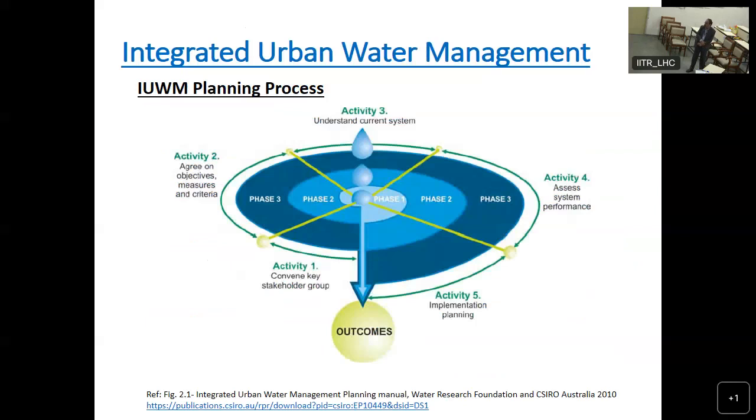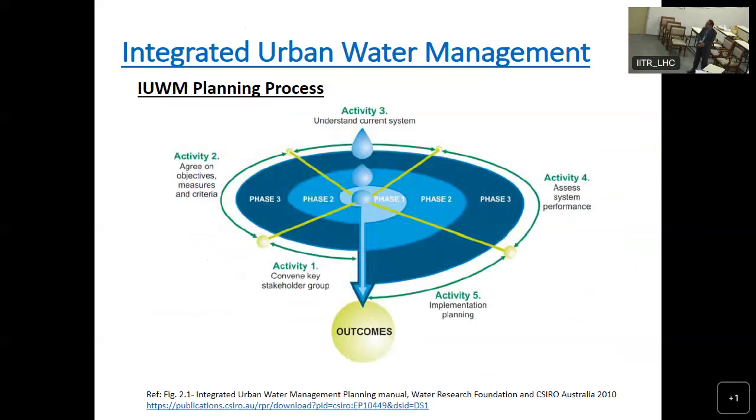And then what we are doing is agreeing on the objectives, measures, and criteria. The third aspect is understanding the current system, whether we already have a water, wastewater, stormwater system over there. I will be going into a little bit more detail about each and every aspect, but this is one diagram which is an overall picture of the whole process.